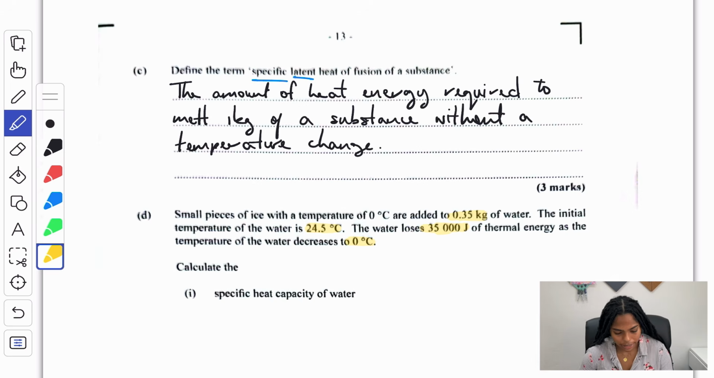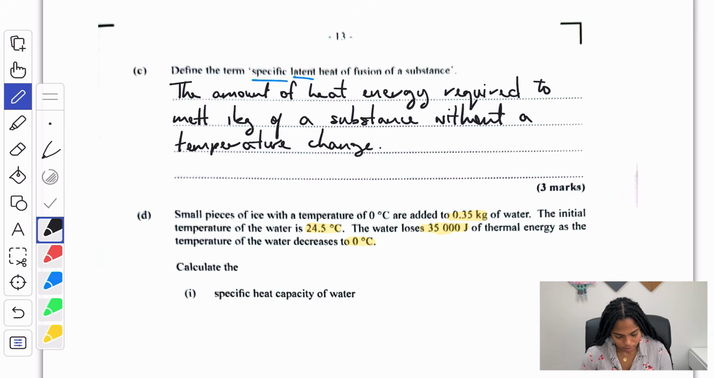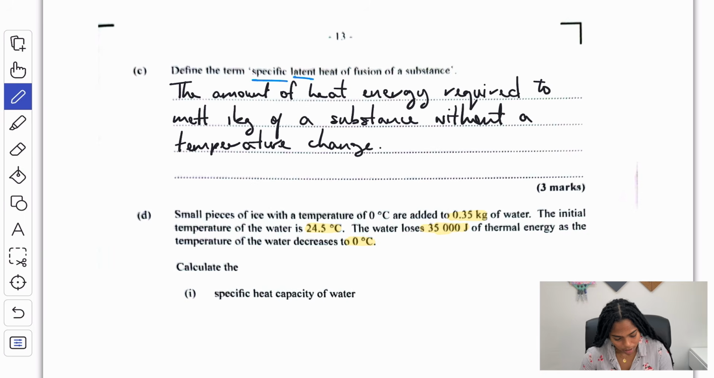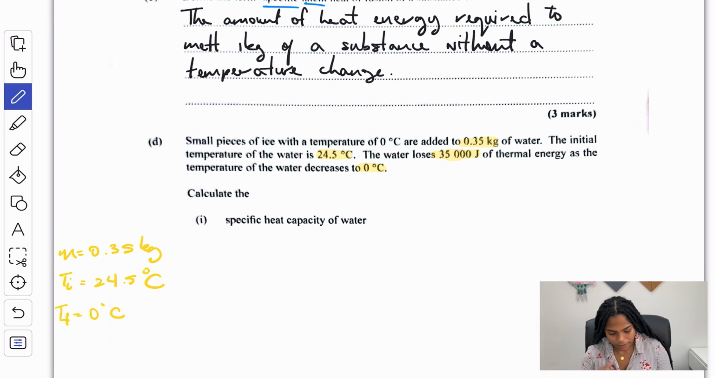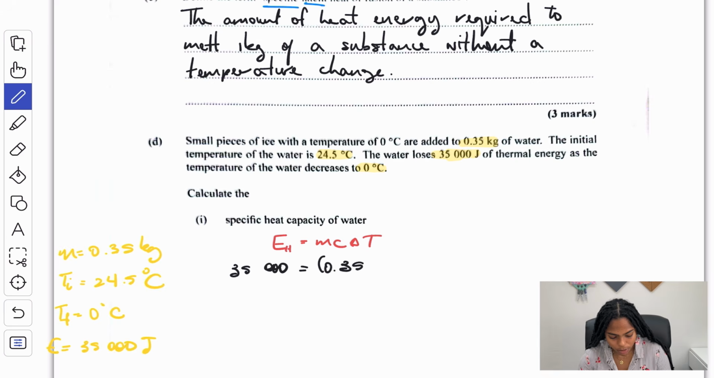Now, let me list my stuff. My mass is 0.35 kilograms. The initial temperature is 24.5 degrees Celsius. The final temperature is 0 degrees Celsius. And the water is losing this amount of energy. So what is the specific heat capacity? So E is equal to mc delta T or mc delta theta. We already have the energy. They told us the water loses 35,000 joules. And they told us that the mass of the water is 0.35 kilograms.